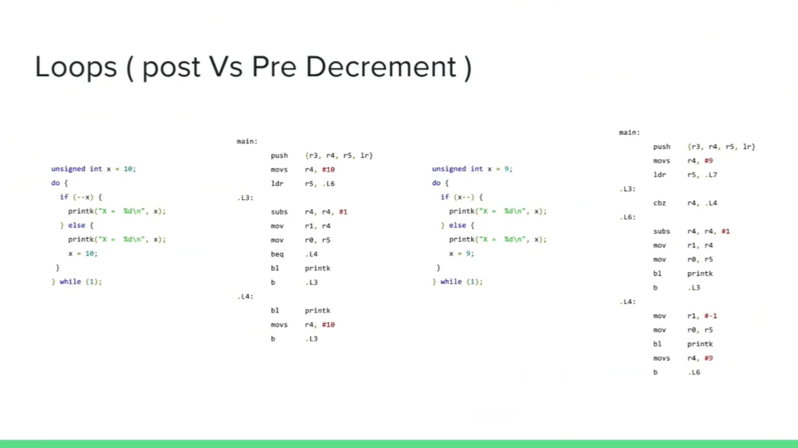There is also post versus pre-decrement, whether you should use --x or x--. You can see that both algorithms are doing the same thing: printing the value 10 times. But if you look at the code that's generated for the pre-increment, it's able to generate better code, because it is first applying the operation, the increment, and then using that value throughout the loop.